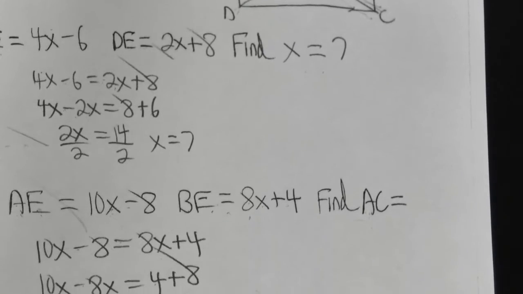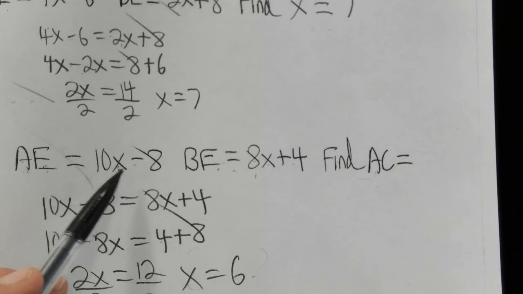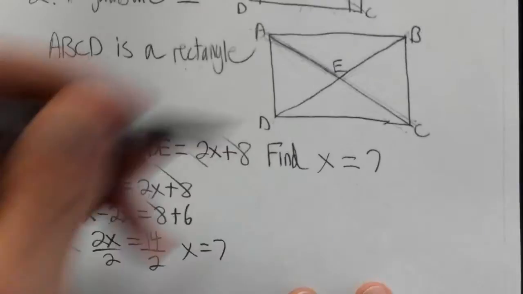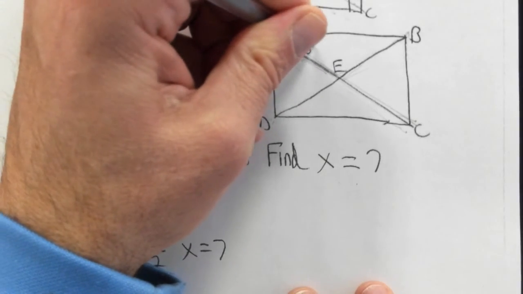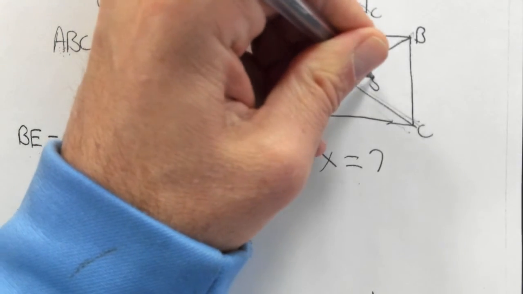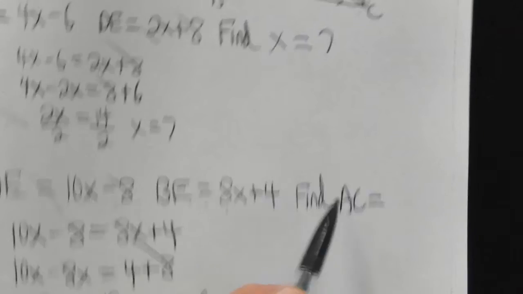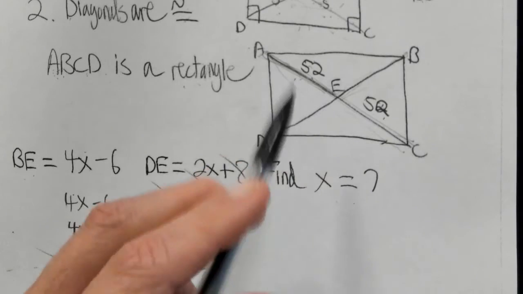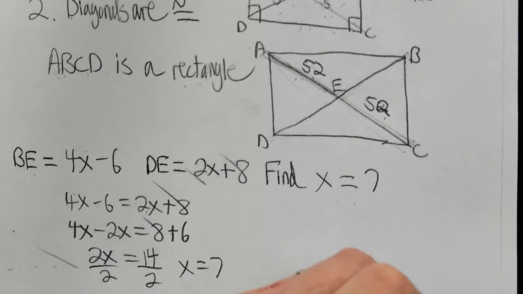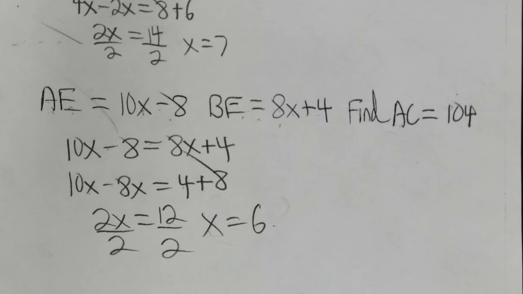All right, so let's plug it in. 6 times 10 is 60, minus 8 is 52. So this half of the diagonal is 52. Well, if this half is 52, the other half is 52, right? And so if I wanted the whole thing for AC, I just need to add those two together. 52 plus 52 is 104, and that's going to be the length of AC. And then that will be your correct answer there.